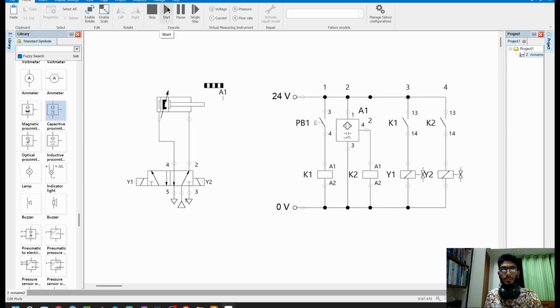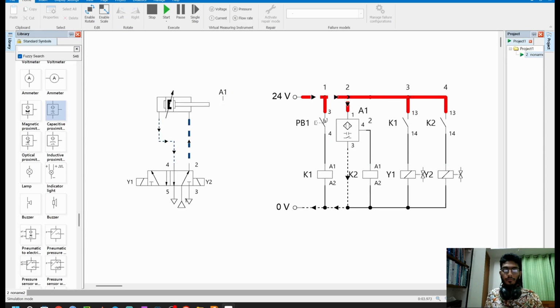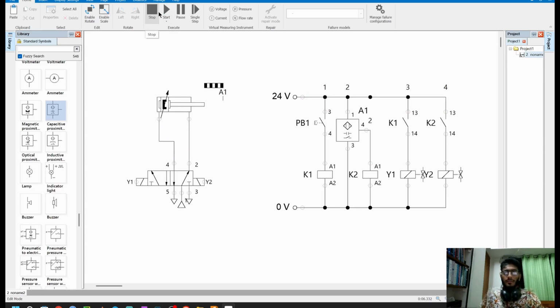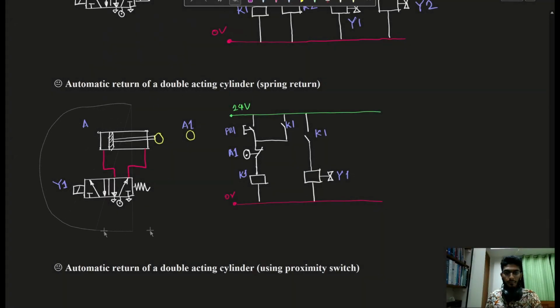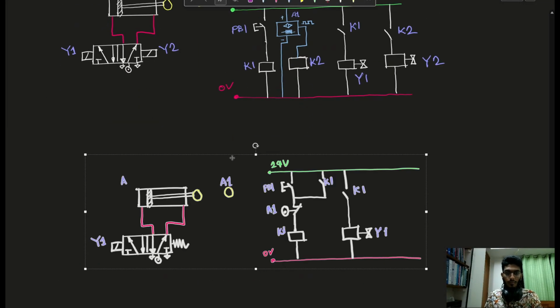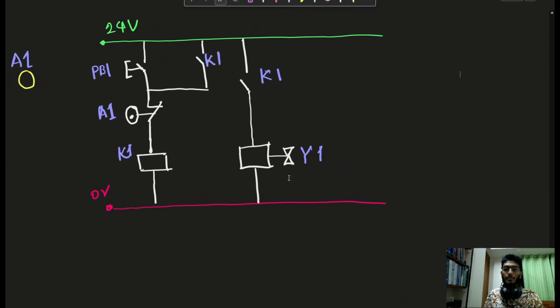Let's see in the full automation. Pressing. Okay, it's working perfectly. Now let's see the other way. I will copy this circuit. Okay, now I have to give a proximity switch. I'll give a proximity switch here.